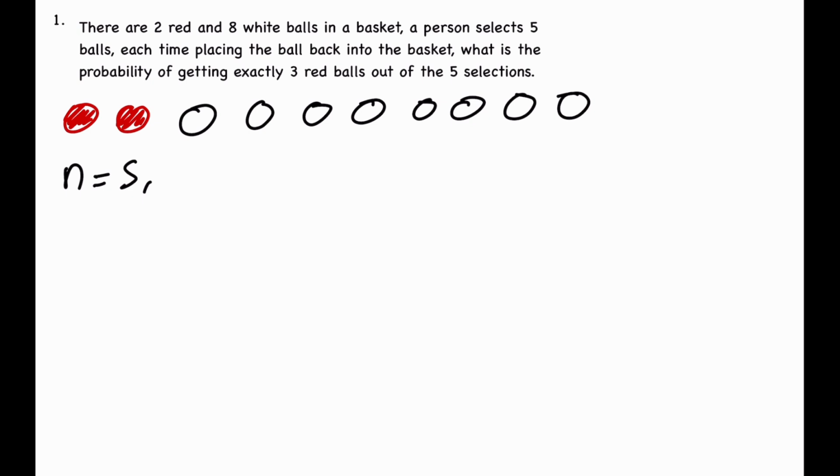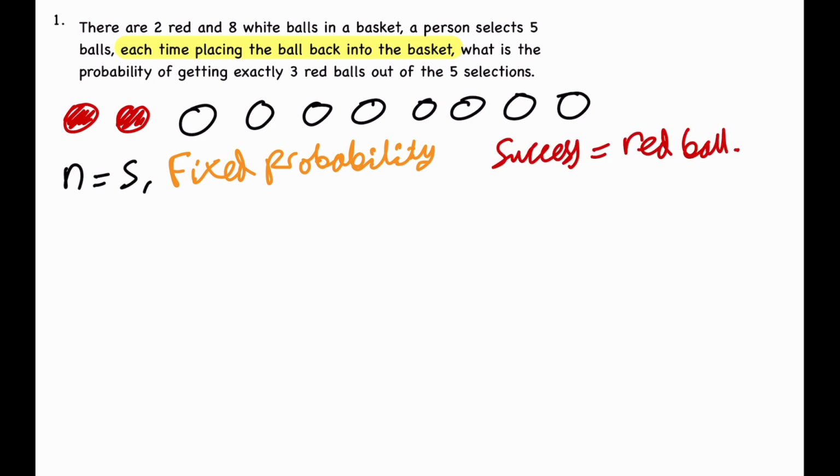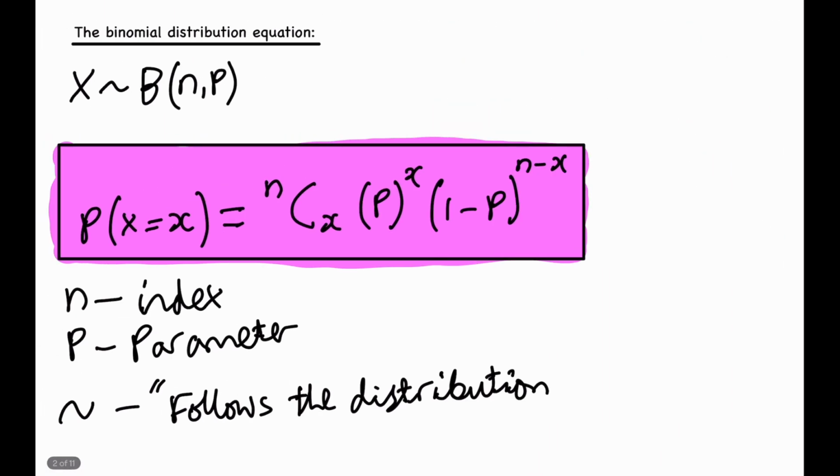And each time placing the ball back into the basket, so there's a fixed probability of getting either a red or white ball. So they're asking what is the probability of getting exactly 3 red balls out of the 5 selections. First of all, let's make our success getting a red ball. So if we write a distribution, we're going to get x follows the binomial distribution of n. Remember, we have to leave it in terms of n and p.